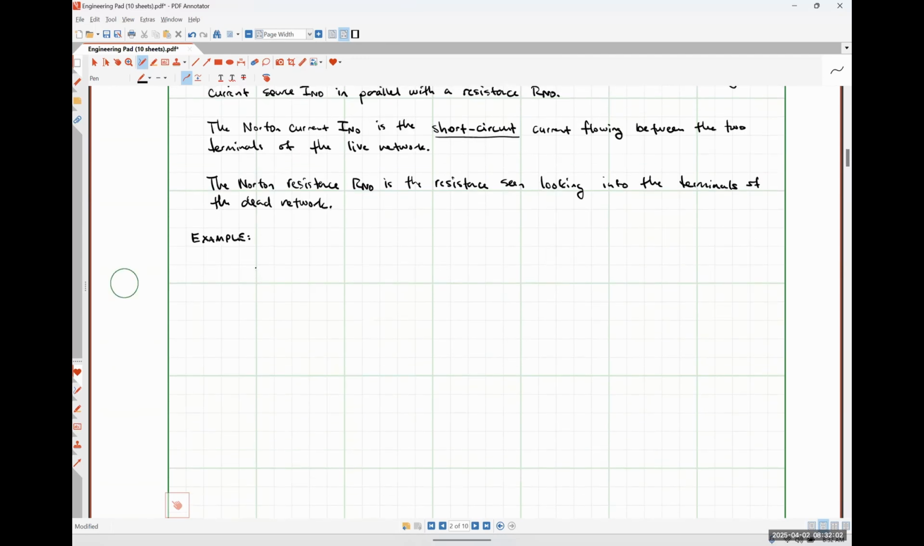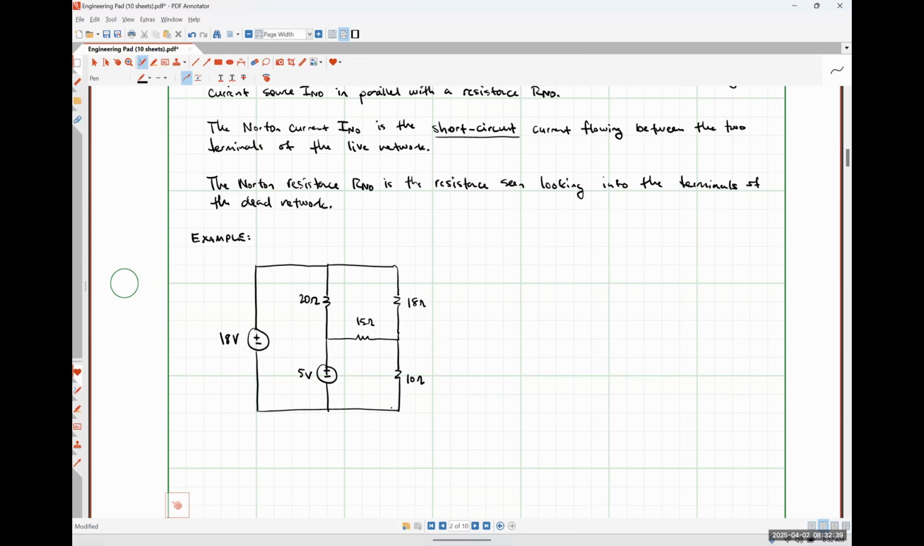So here's our circuit of interest. We are going to find the Norton equivalent circuit with respect to the 10 ohm resistor.